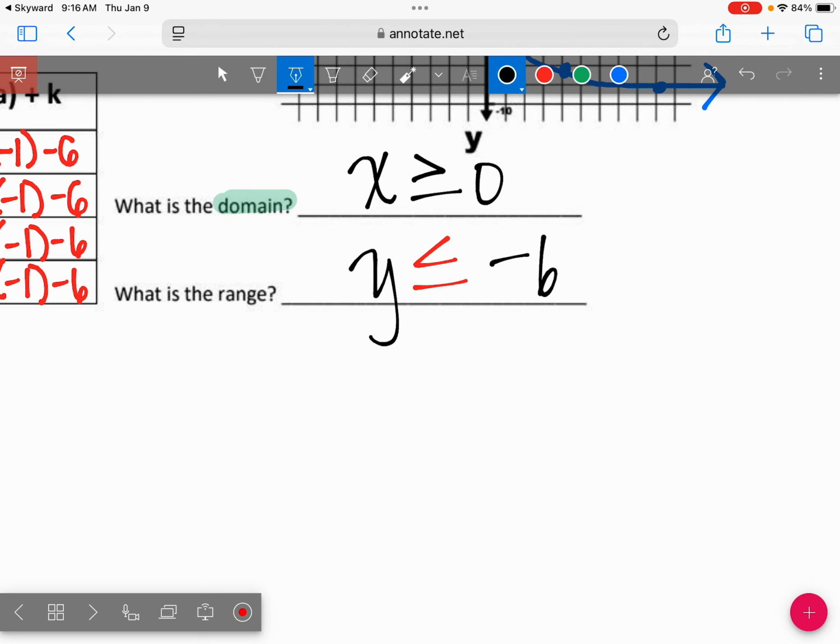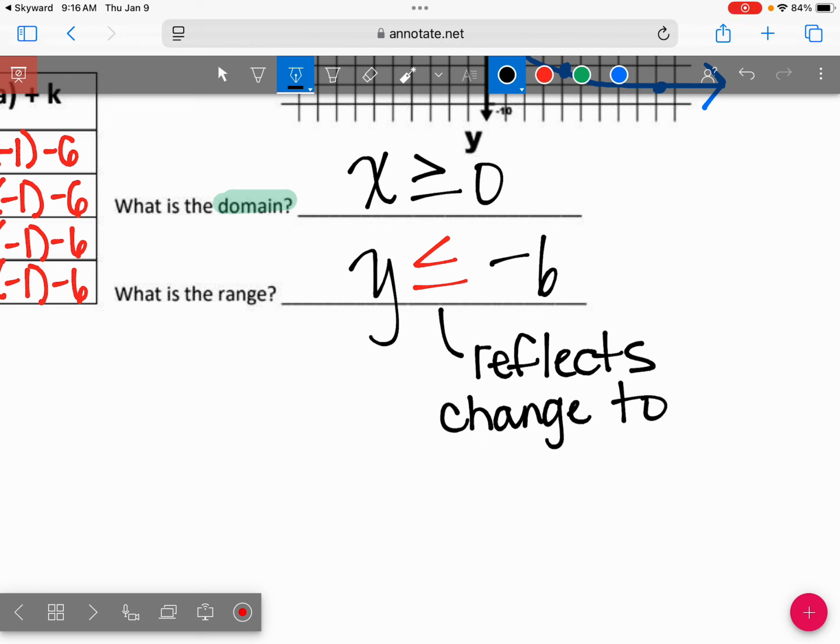I'm going to zoom in. Can you write in your notes that if your A is negative, if it reflects, then it's going to change to a less than. Only the range. Whenever your graph reflects. So if your A value is negative, then you change the y, the range to a less than and not a greater than. All right, flip it over to the next page. Couple more, we're almost done.